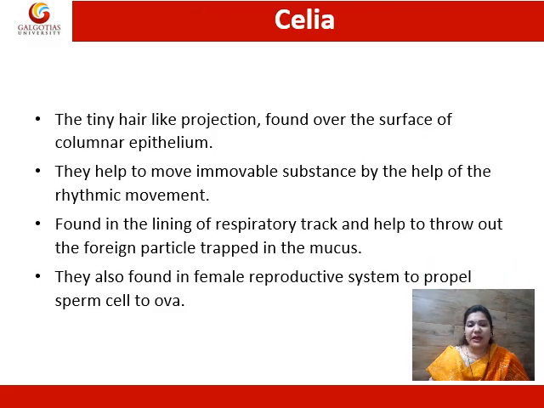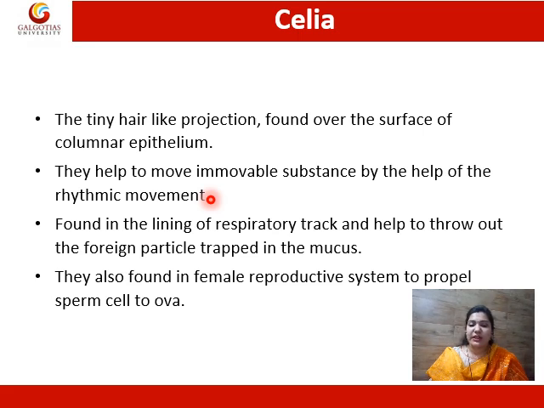Cilia. Cilia are the tiny hair-like projections found over the surface of columnar epithelium. They help to move immovable substances with the help of rhythmic movement. Cilia move with a rhythmic movement which helps to mobilize immovable substances which can get trapped or sometimes stuck in the lining of some hollow structures of the body.